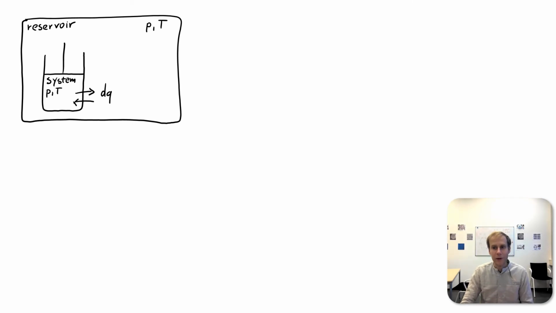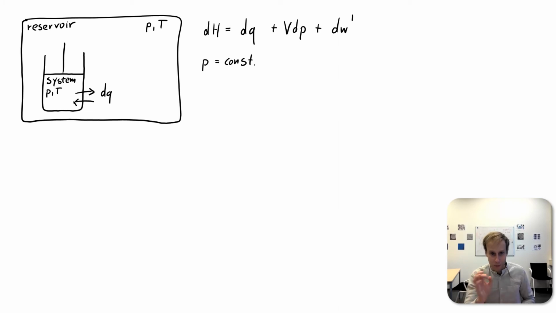Okay, so now let's take a look at the enthalpy change of that system, dH. Right? We've already derived an expression for that. It's the amount of heat that flows plus the VdP term plus the non-volume work term. Okay, but we look here at a system that has a constant pressure, P, because of the piston that can move up or down. Right? P is constant. So if P is constant, dP is 0, and this whole term will be 0.